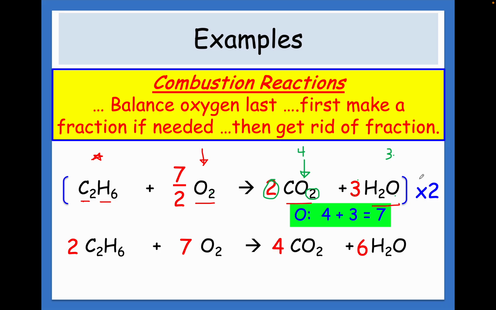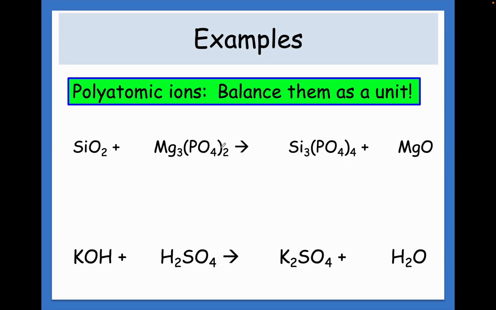All right. So that is the best way to do a combustion reaction. You may want to go back and check that one out, but they are all the exact same method every time. Do carbons first, hydrogens second, oxygens last, and then just always put the number of oxygens on the right divided by 2, and that is your coefficient for oxygen on the left every time. All right, so polyatomic ions, balance them as a unit.